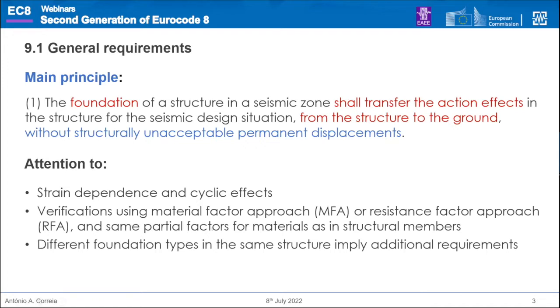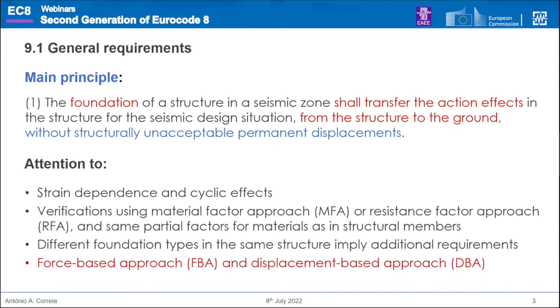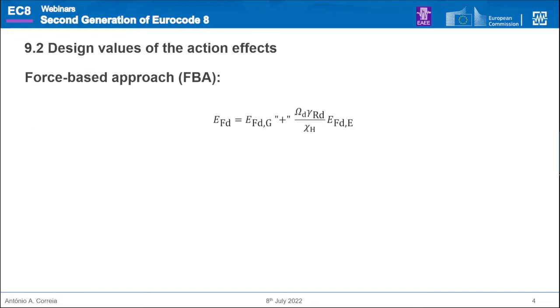One point which was one of the previous questions was on having different foundation types in the same structure. So using at the same time pile foundations and shallow foundations, or different types of foundations in the same structure. Those are not recommended. That would imply additional requirements. So the main recommendation is to have different foundation types only if you are dealing with independent dynamic units in your system. And then the issue of the analysis and verification methods related to either the force-based approach or the displacement-based approach.